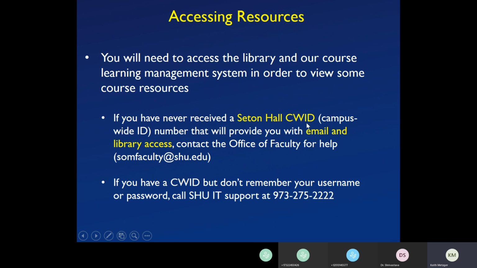If you do not have a campus-wide ID, or you don't know what your campus-wide ID is, you can do two different things. If you never received it, you can email the Office of Faculty, and they should be able to help you. If you have one, but you don't remember your username and password, which is quite possible, you can call SHU IT support at 973-275-2222. They're actually very helpful and should be able to get you your username and password reset pretty quickly. So this is the time to do that if you don't know what those are offhand. They actually make you reset them every 60 days. So if you had one and you haven't reset it, then you're probably going to have to call them anyways.